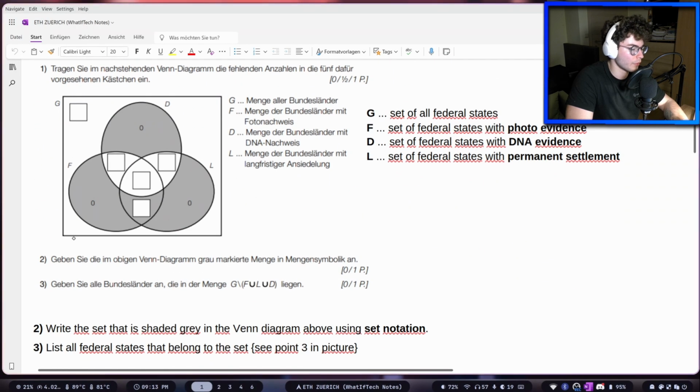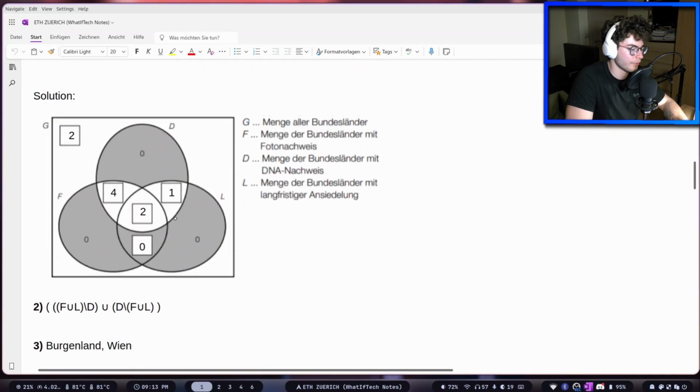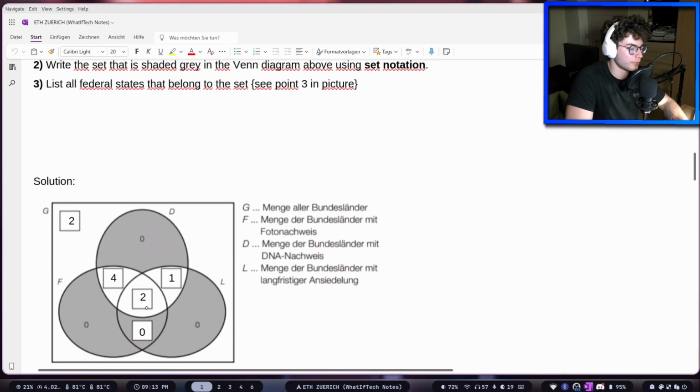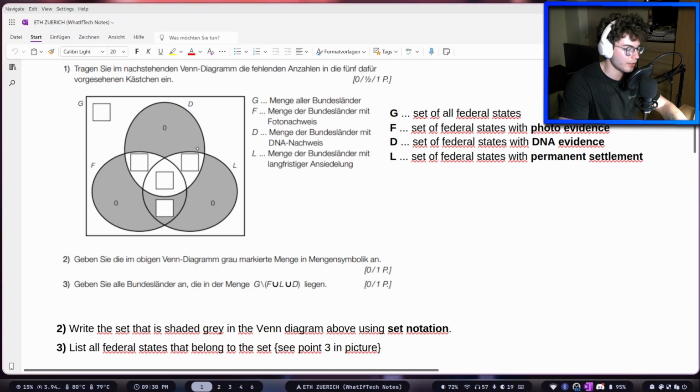Now we're going to check 0, 2, 1, 4 and 2. We did right. Now we're going to go over task 2 and 3. Task 2, write the set that is shaded gray in the Venn diagram above using set notation.